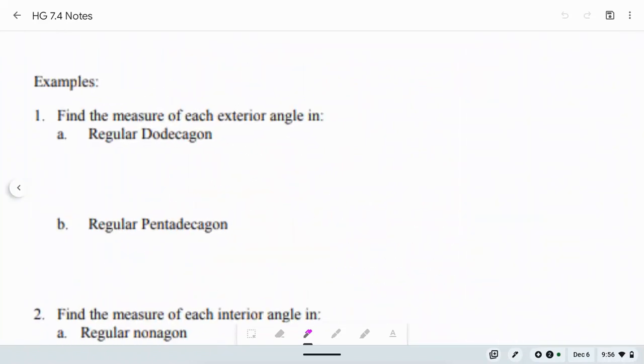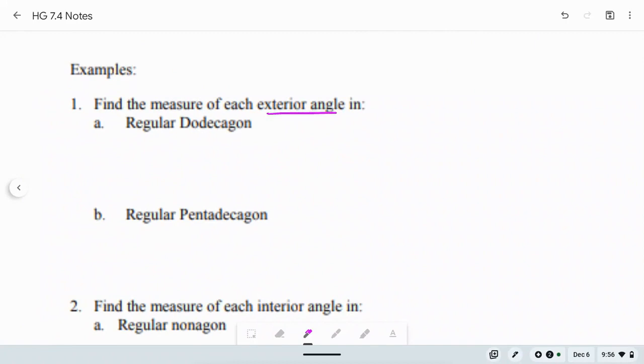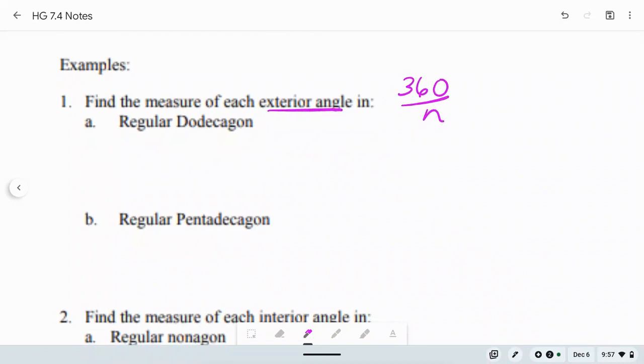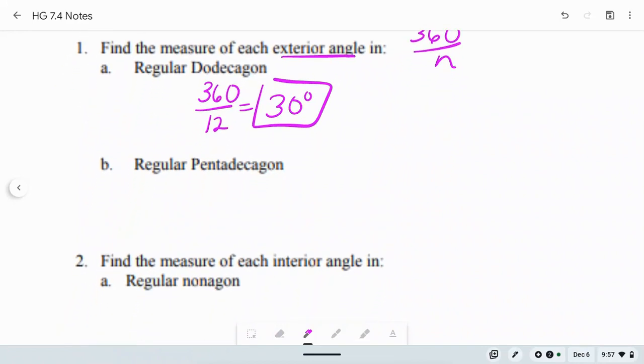So the first example says find the measure of each exterior angle. So remember, our formula for each exterior angle is just the sum of all the exterior angles, which is 360, divided by the number of sides. So in a dodecagon, that's 12. So we would just do 360 divided by 12. So each exterior angle in a dodecagon is going to equal 30 degrees. In a pentadecagon, that's 15 sides. So just do 360 divided by 15, and you get 24 degrees for each exterior angle in a pentadecagon.